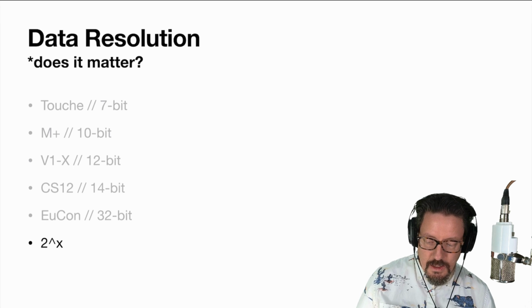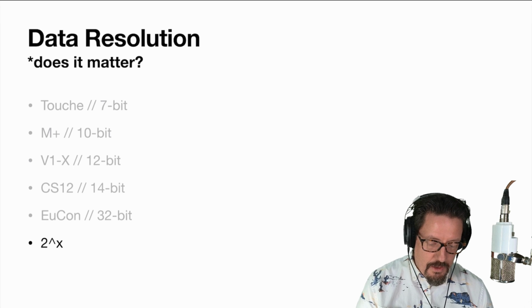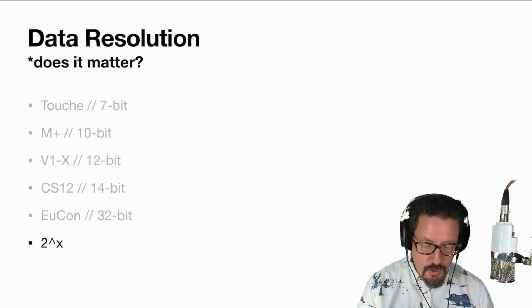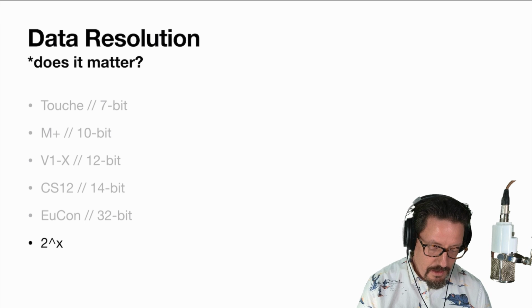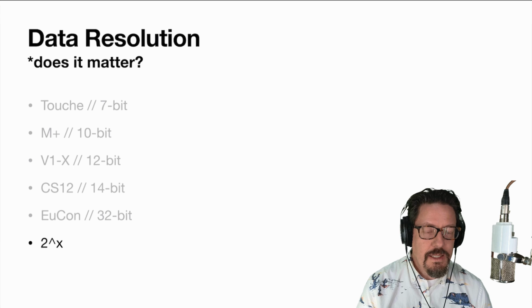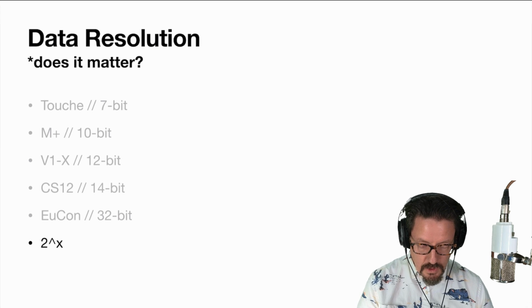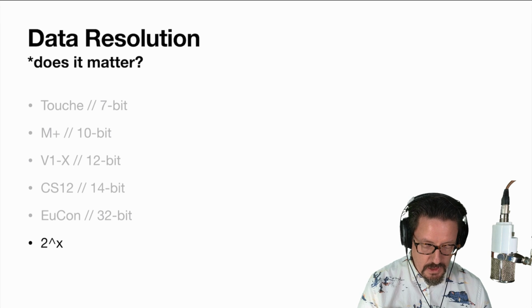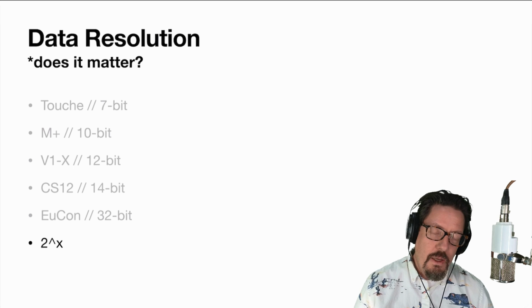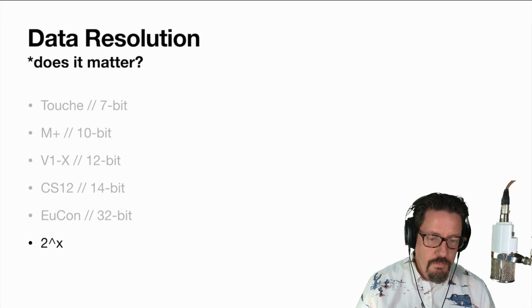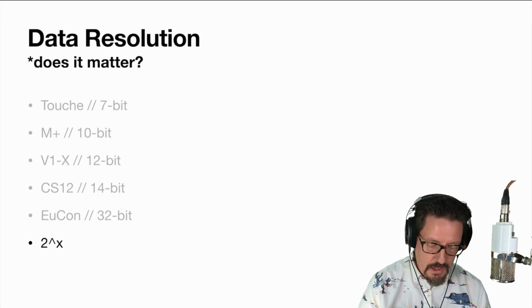So here's the little formula we would use. You put 2 to the power of whatever the bit is, and that's how many distinct steps are in something for this. So the 7-bit, if we do this, is going to be 128. The 10-bit, if we do that, is going to be 1,024. I mean, that's quite a few steps more than 128.